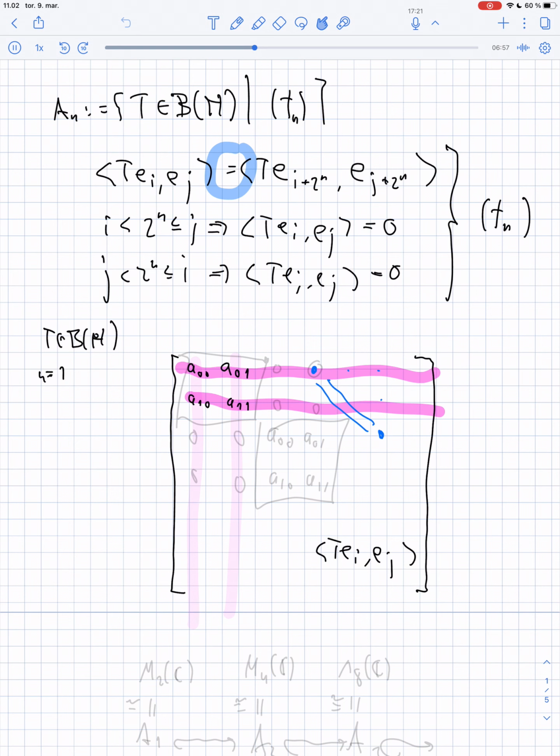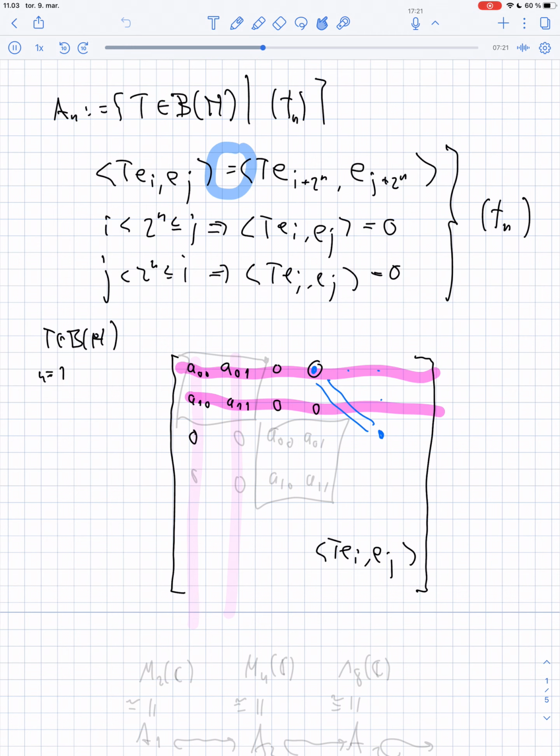So really what this means is that whenever we have a situation where we're looking at an element here, which is the 0, 2 element, right? So this corresponds to having i equals 0 and j equals 2, then we have to get a 0, right? And also we have to get a 0 here, we have to get a 0 here, we have to get a 0 here, and the same down here, right?